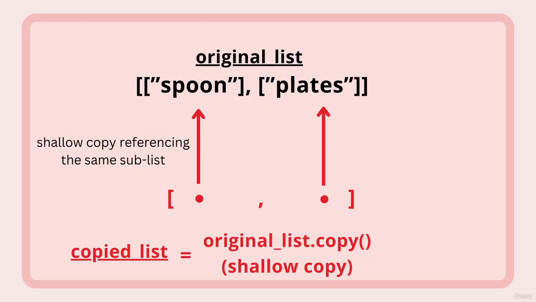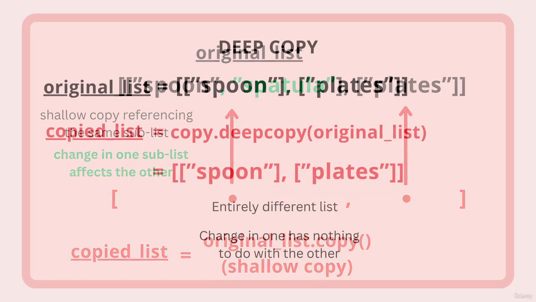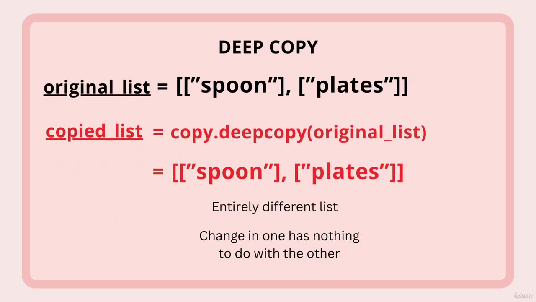And this is not only peculiar to Python, it is also the same with other programming languages. Now, being that both the original and the copied list are referencing the same sublist, if you modify the copied list, it is also going to affect the original list because they are referencing the same content. The solution to this problem is using the deep copy function.